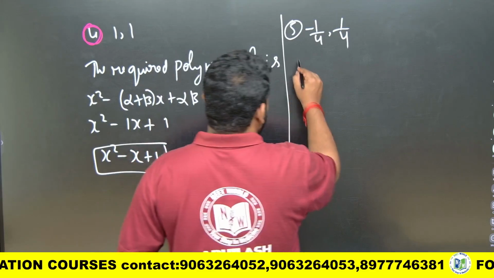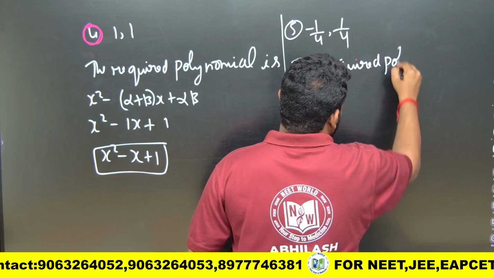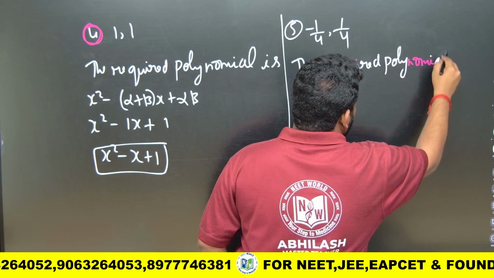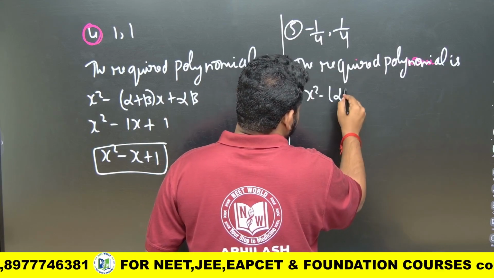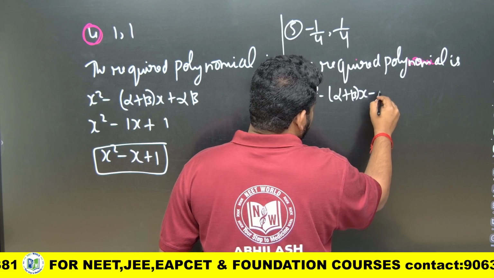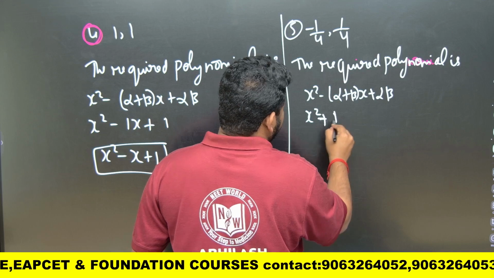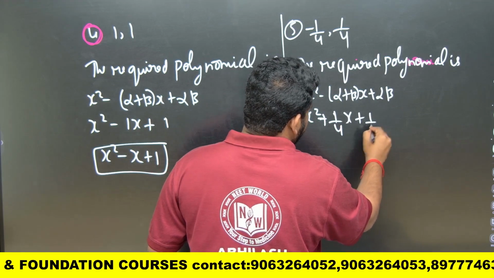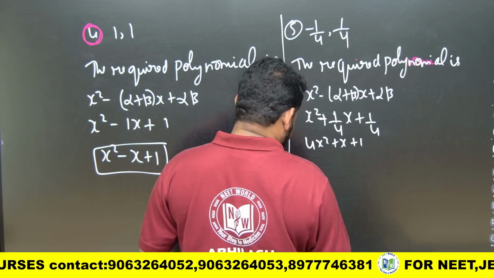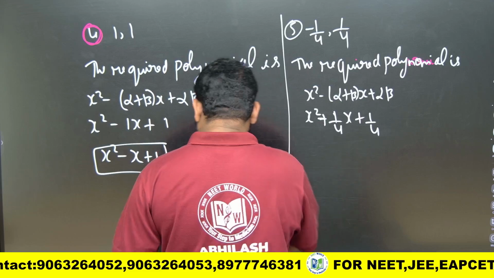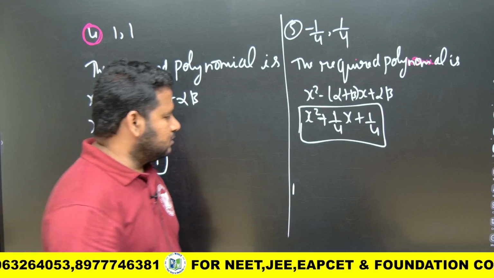So here the required polynomial is x square minus alpha plus beta x plus alpha beta. So that is x square minus minus 1 by 4, minus into minus will become plus, plus 1 by 4 x plus 1 by 4. If I take LCM, this will become 4x square plus x plus 1. This 4 will go that side, or you can keep it as it is without taking LCM. This is also totally fine. Clear? Let us move to the next question.